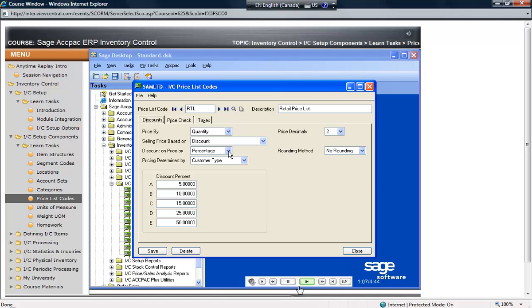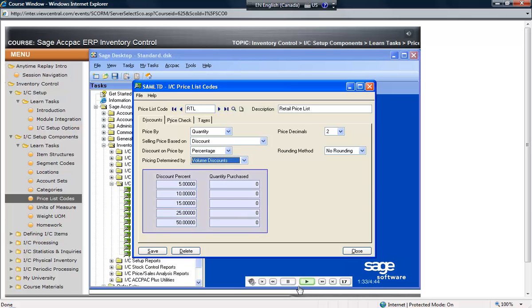And then determine the price of all that based on the customer's discount type, identified with the customer in accounts receivable, types A through E, or by volume discounts, referring to the quantities customers purchase at one time. Depending on the selections above, either enter a customer A through E discount percentage or the quantity purchased discount levels.